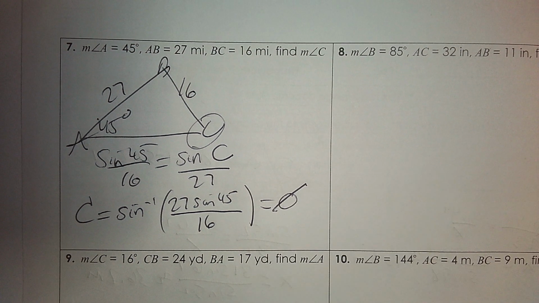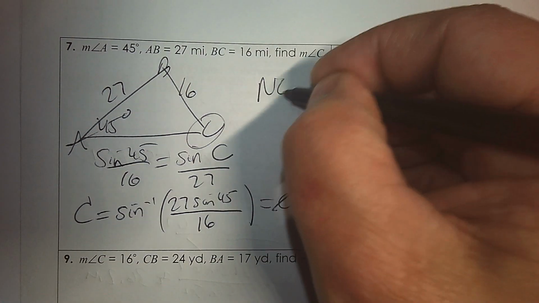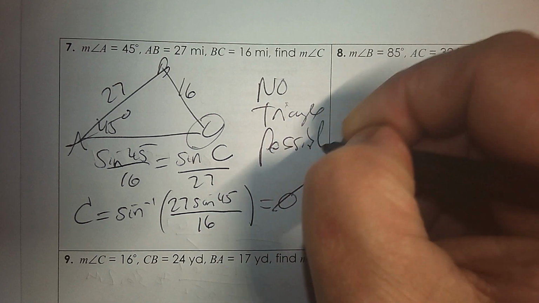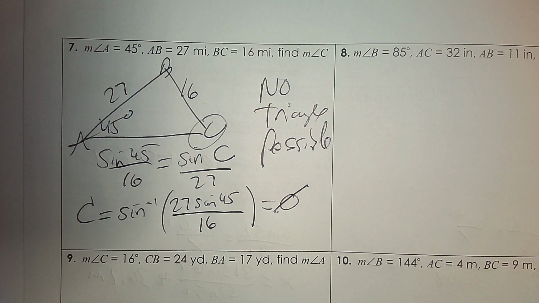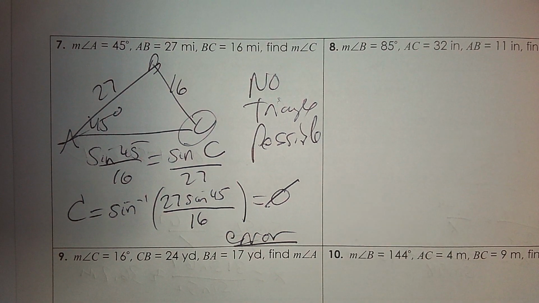there is no answer. It is too large. So in this situation, there is no triangle possible with the information given. So that's the other situation that could happen. And again, you'd see an error message here as you type. So make sure you type it in right and know why there's an error.